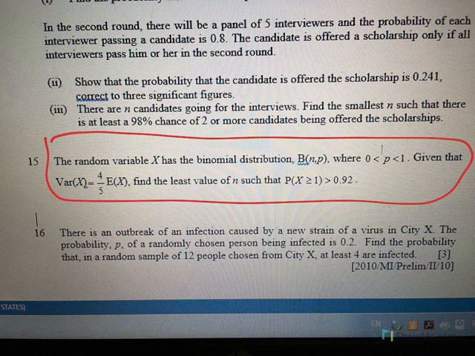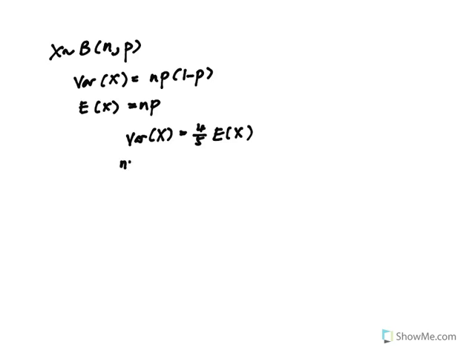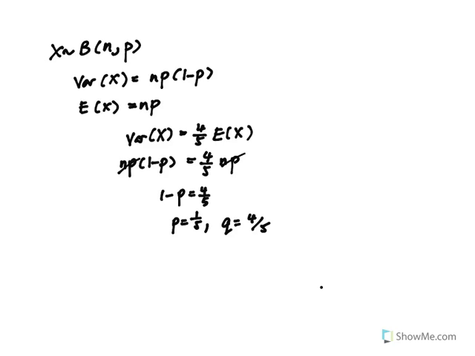This means that np(1 - p) equals 4/5 np, correct? If I remove np on both sides, I can factorize, and very quickly you can solve this. 1 - p equals 4/5 and p equals 1/5. And if p equals 1/5, you can also say that q, which is 1 - p, is 4/5.